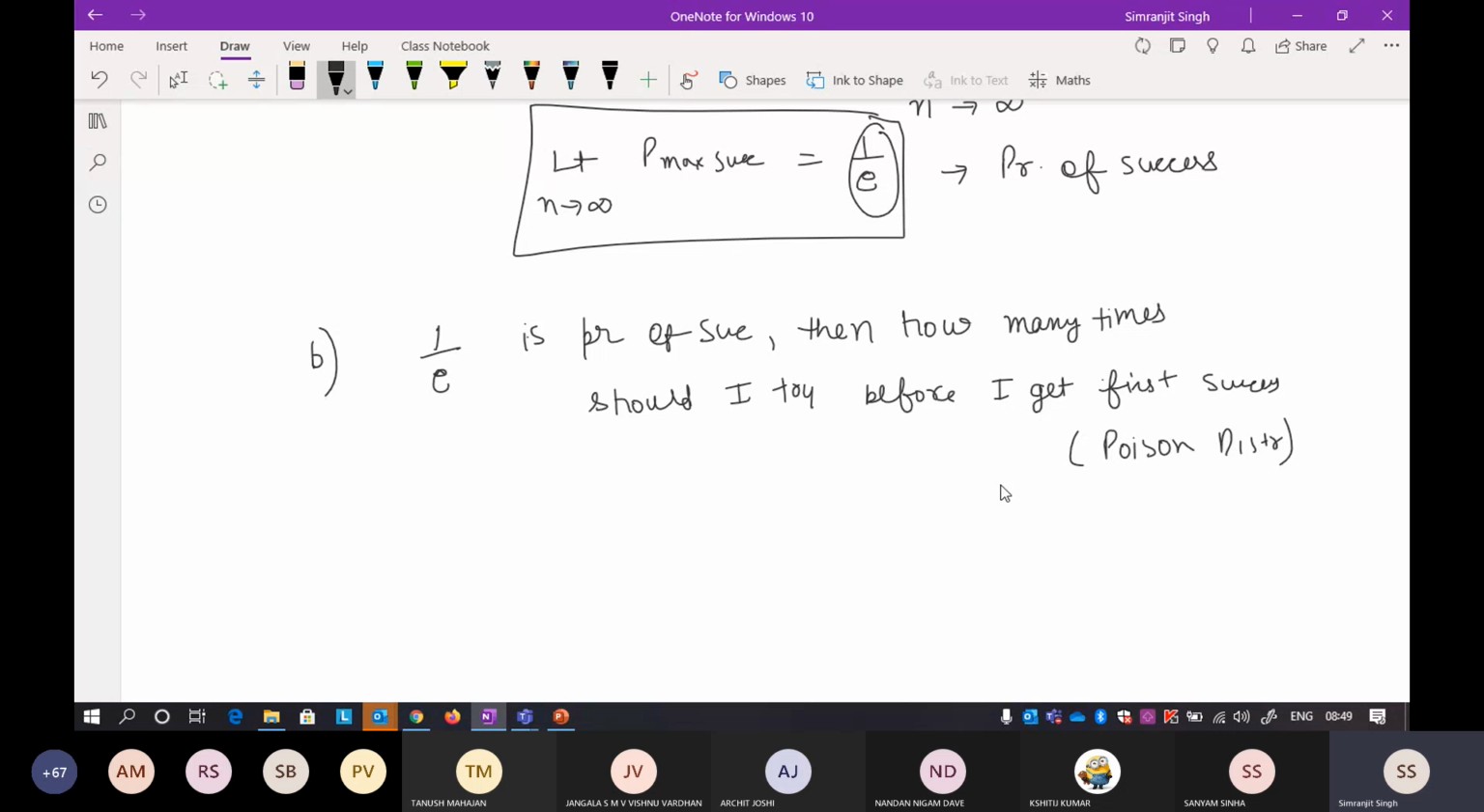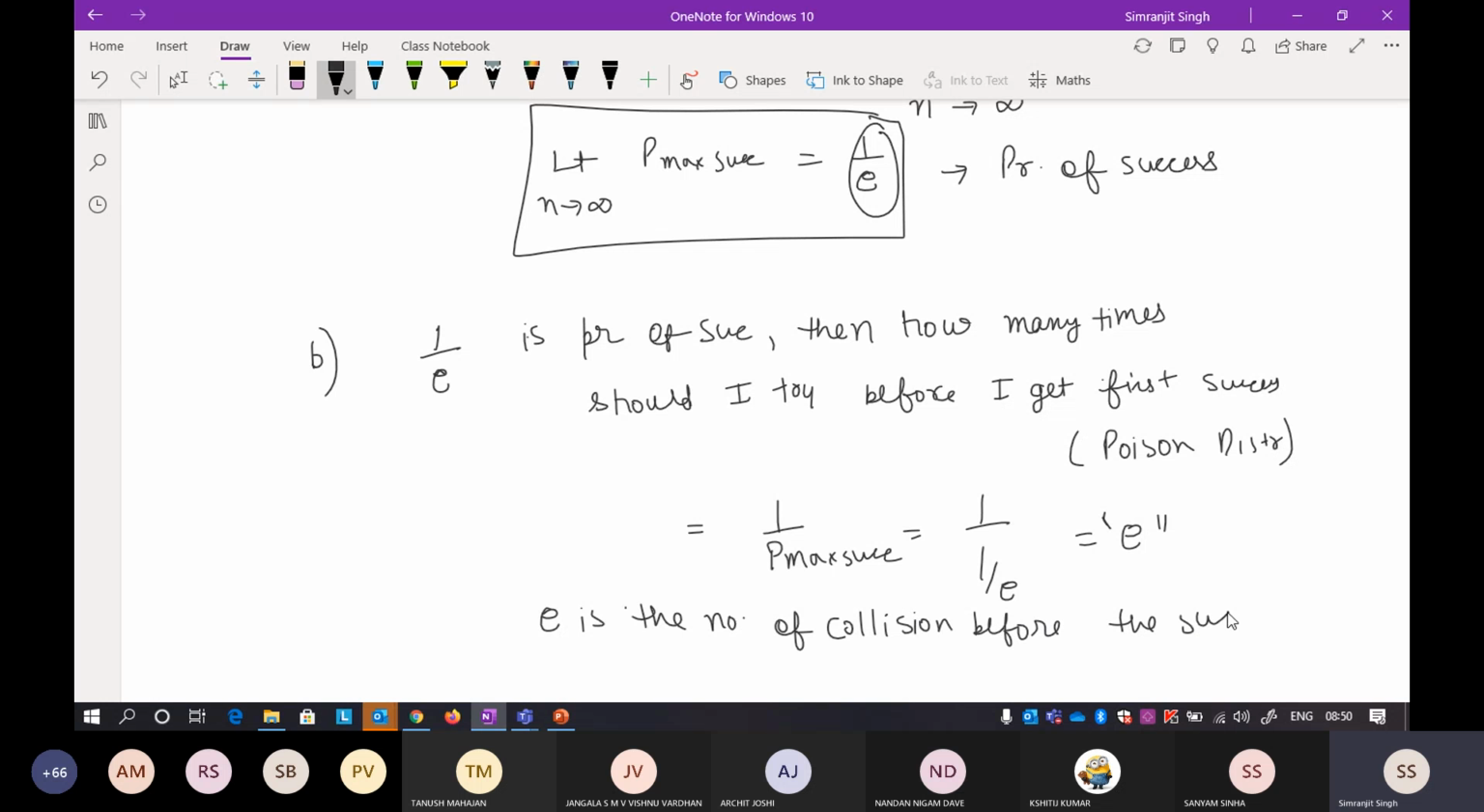I'm not going into what exactly the Poisson distribution is. I'm just saying that after you solve it, it will be 1 over P max success, which is 1 over 1 by e, so you will get e here. Now e here is the number of collisions that we are finding out, the number of collisions before the successful transmission.